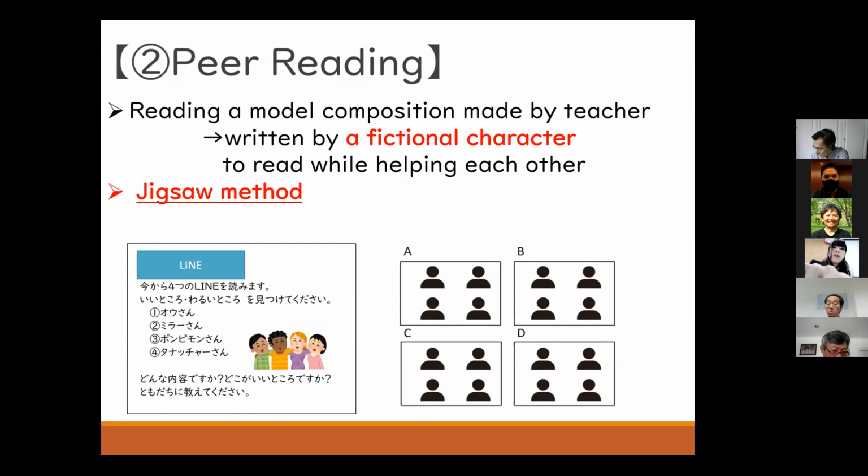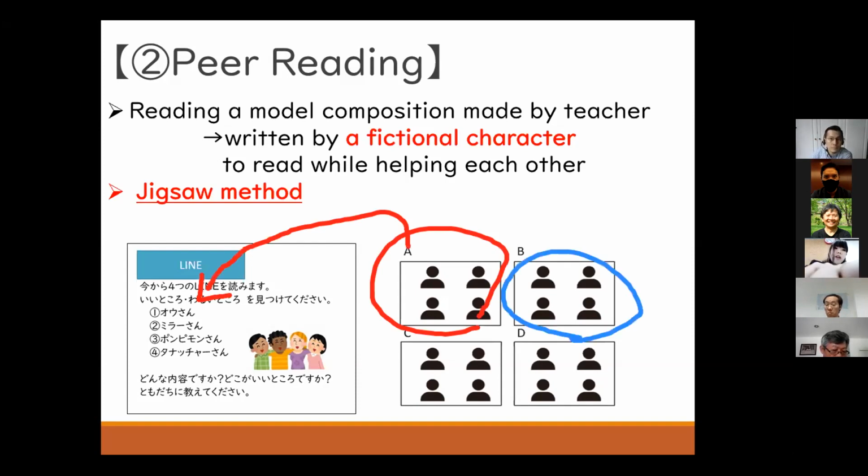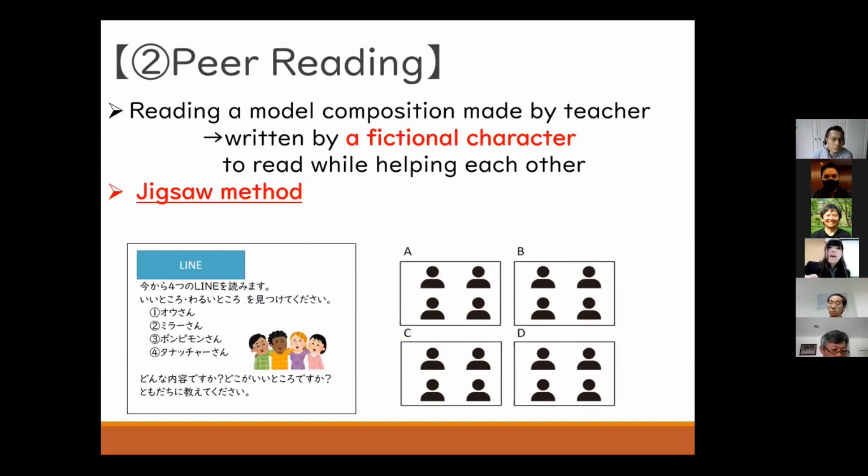Group A reads Mr. Miller's essay, and another group reads Miss Pompimon's essay, like that. And after reading, students talk about the good points or bad points of the essay.